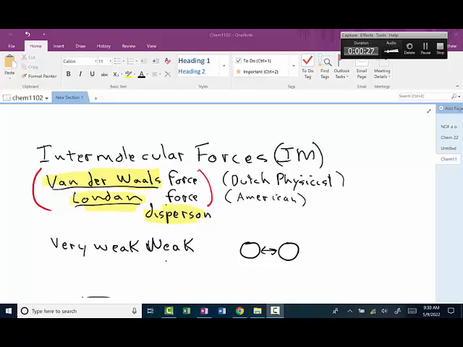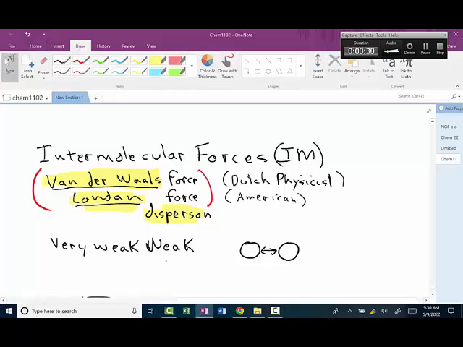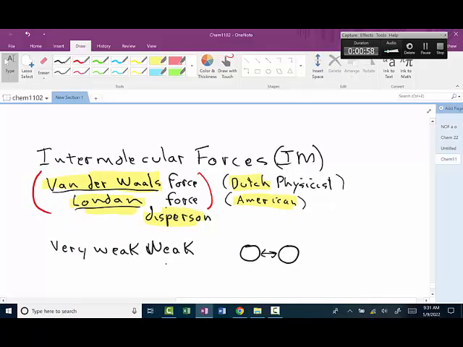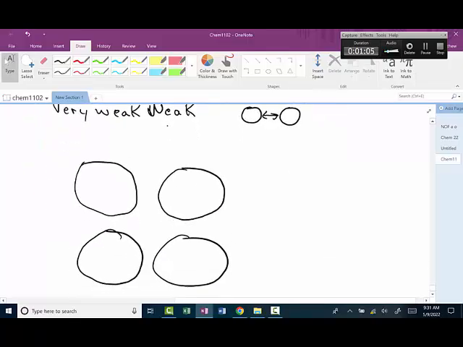We're going to talk about van der Waals forces and London forces. They're the same force, discovered independently by a Dutch physicist and an American physicist. The Dutch one was van der Waals and the American physicist was London. So these are very weak intermolecular forces of attraction between molecules or atoms. We're going to just do an example of this.